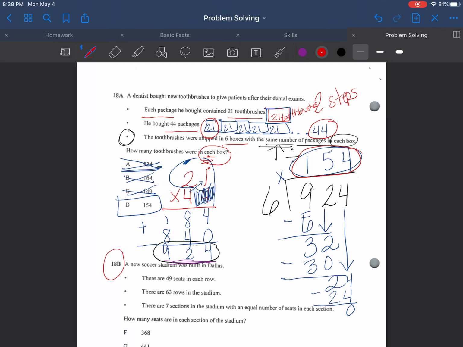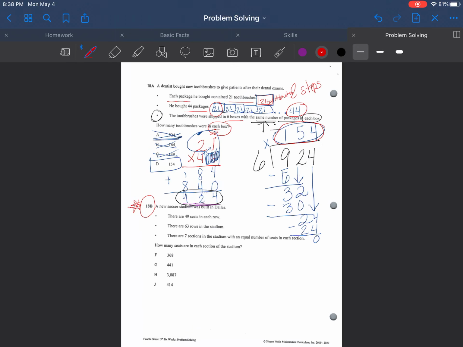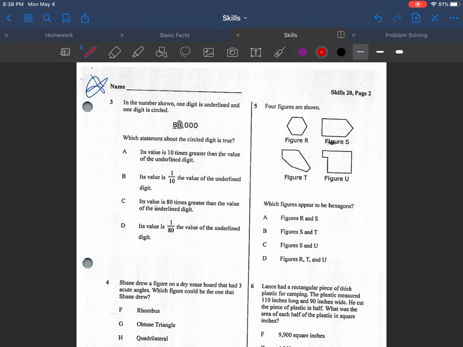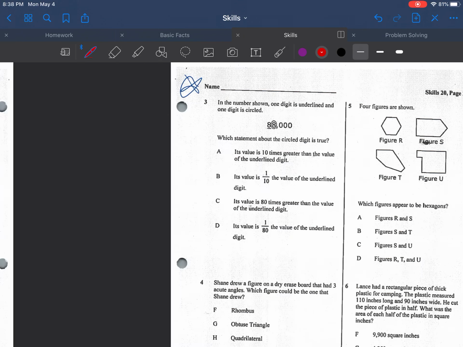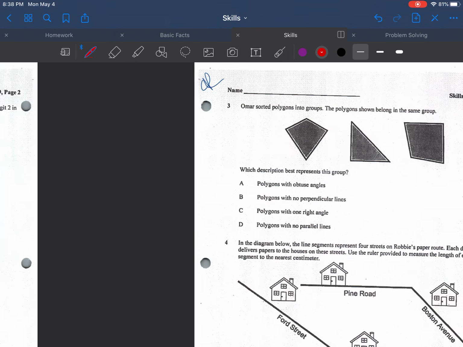Notice that the quotient was 154. And if we do the long division, we still get the same answer. So you guys are responsible today for completing 18B. Now, let's go ahead and go into our skills.